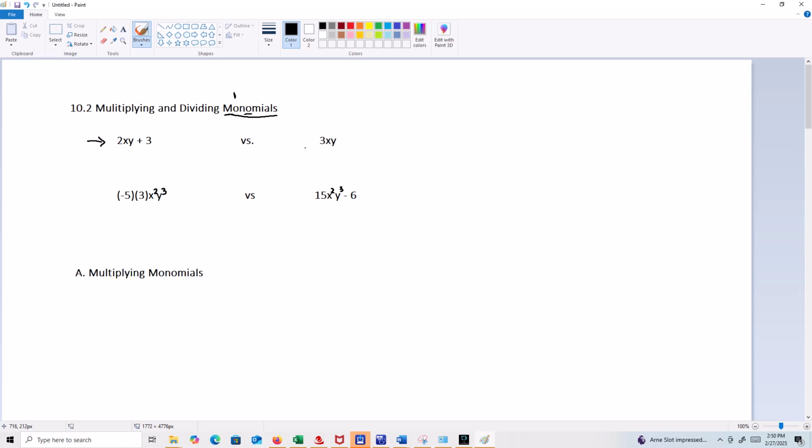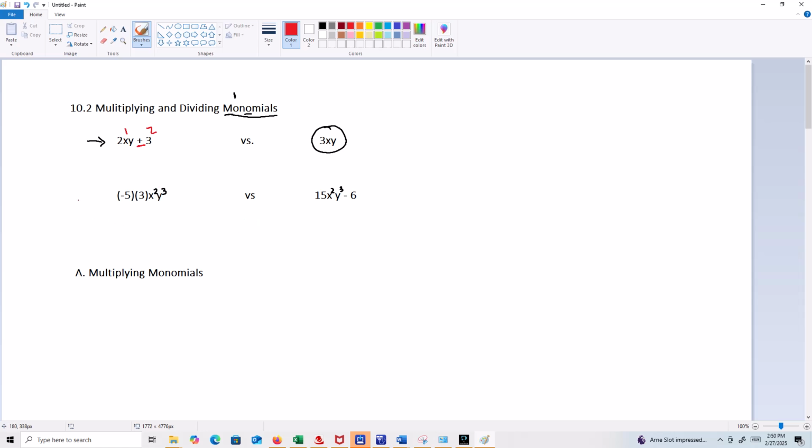The monomial only has one term. It only has one product with nothing being added or subtracted to it. Well, clearly that's 3xy because we see the plus sign here. So this has two terms. It's a binomial. Bi means 2.